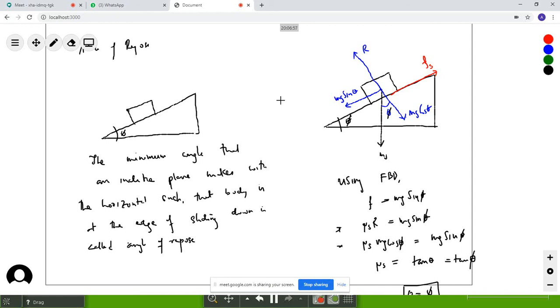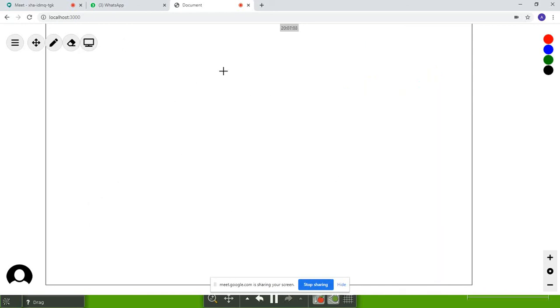Now let us do some numericals on this. May I clean it?